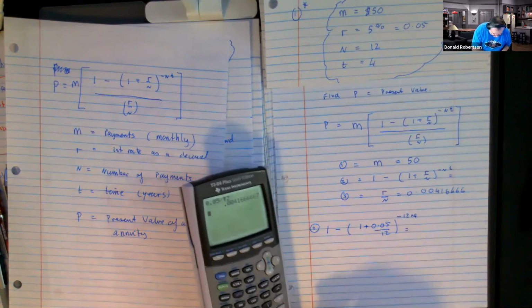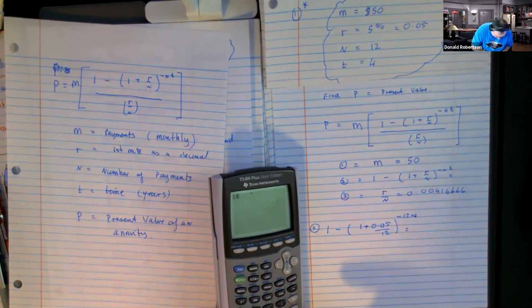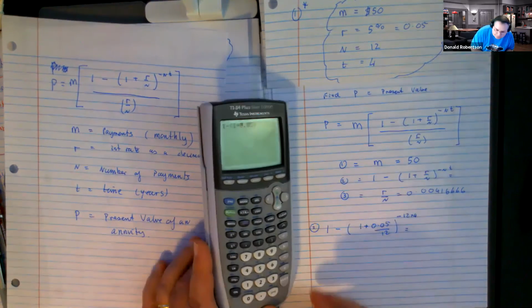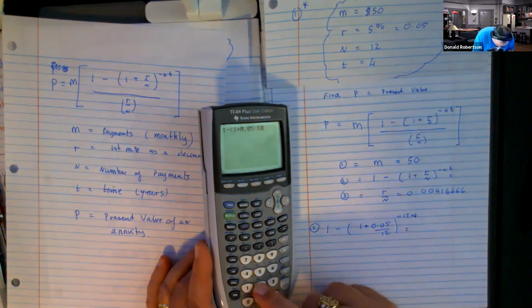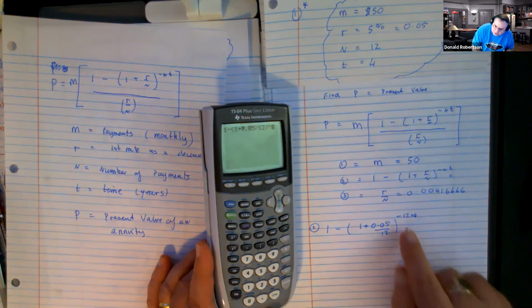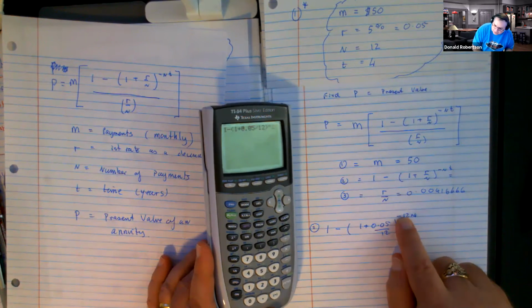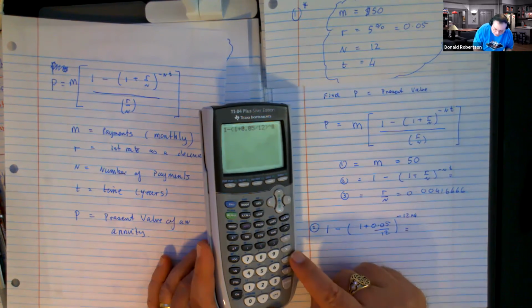Watch what I do in this calculator here. 1, pretty easy. Subtract, start a bracket, nothing too surprising. 1 plus 0.05 divided by 12, close the brackets, raised to the power. This is the weird one. Do you notice that says negative 12 times 5? Do not hit the subtraction button.